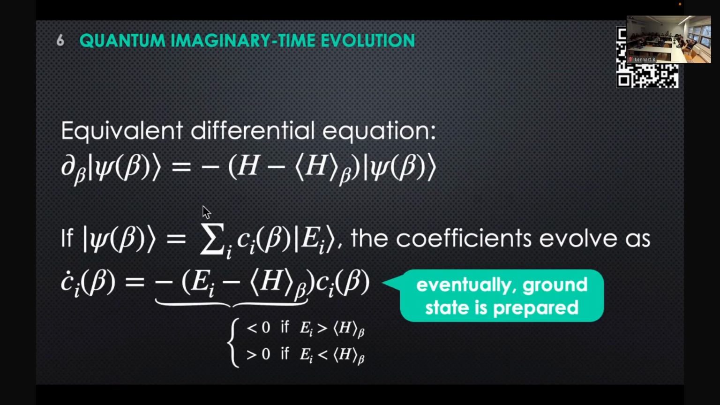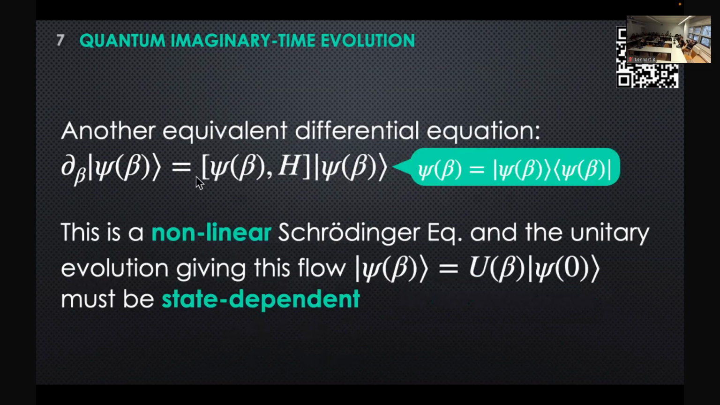This differential equation can also be written in an equivalent form, which is this, where psi beta is just the density matrix for the pure state psi. As you can see, this is a nonlinear Schrodinger equation because you have the psi dependency here. That means this flow unitary operator should be state dependent at each time, which is extremely difficult to actually implement in digital quantum computers. So we need several tricks to make it implementable first.